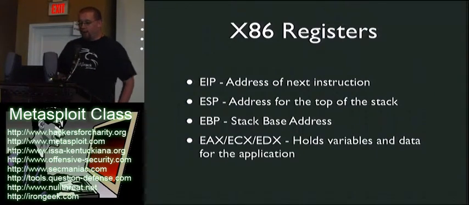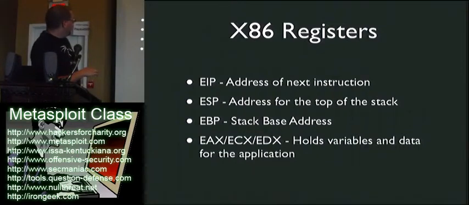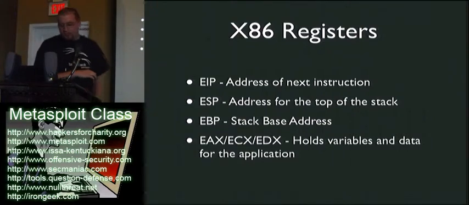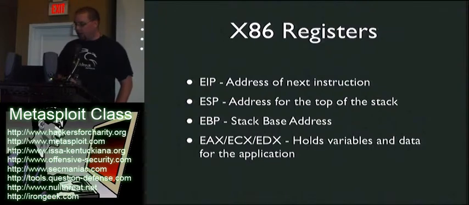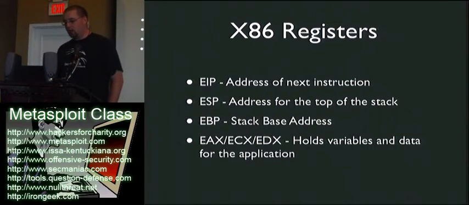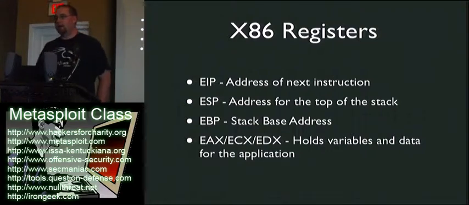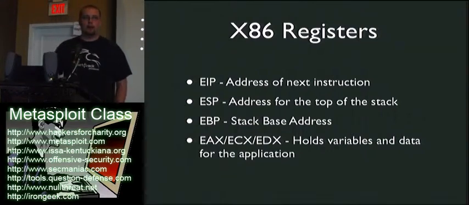So, got to go over a few of the basics. x86 registers. If you see here, EIP is the address in memory. All of these registers point to a location in memory. So EIP points to the next instruction. That's what tells the application what to do next. And this all makes sense when we get the debugger open and we're running through this a little bit. I'll refer back to this, but this is some of the basics.